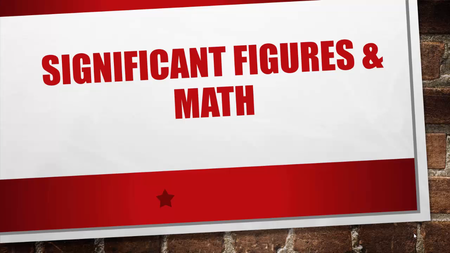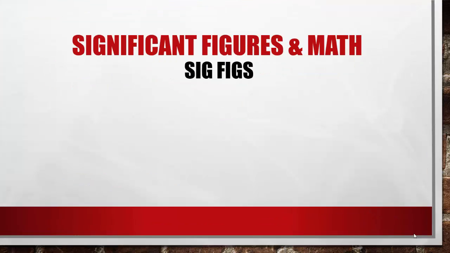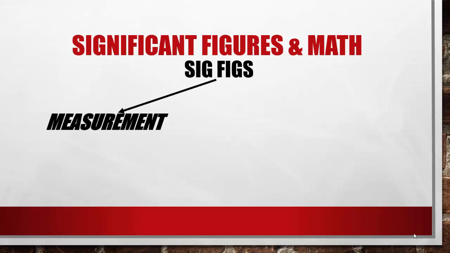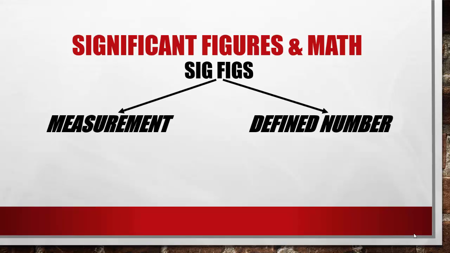Welcome to the third video of the scientific measurement section. This one is on significant figures in math, and when we look at significant figures, you need to remember that there are two types of numbers: measurements and defined numbers. When you have a measurement, you have to calculate the number of significant figures. Defined numbers are counts, conversion factors, or math numbers, and we don't use those. You have an infinite number of significant figures.